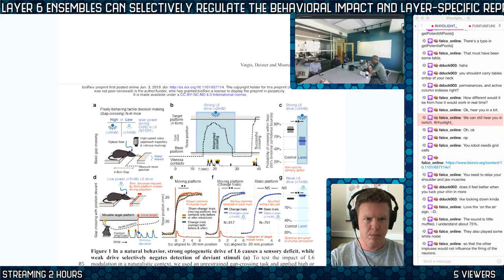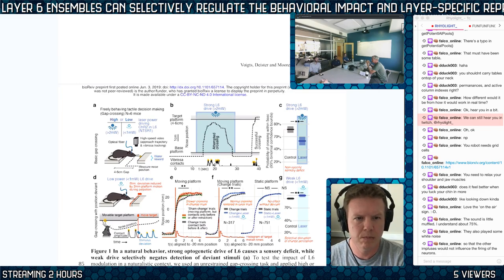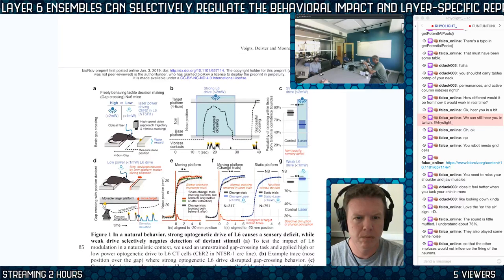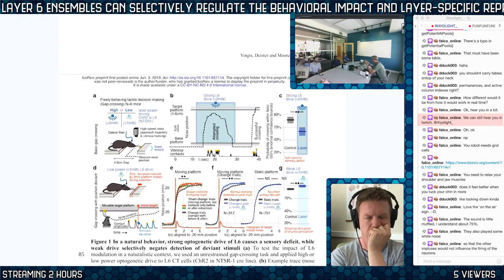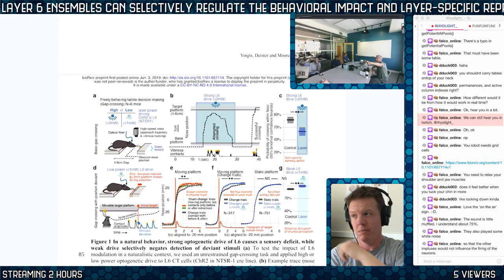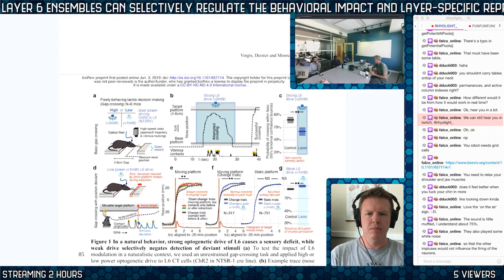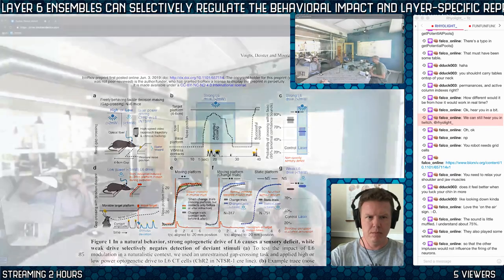It's sort of like when you weakly activate layer 6, the animal loses its ability to determine the deviation. This is the conclusion. The animal loses its ability to determine the deviation. So in the case where the little thing is moving, if you were weakly activating layer 6 while that thing was moving, it's as if the rat doesn't notice it. And the rat just goes ahead as normal. But if you strongly activate it, it disrupts behavior.